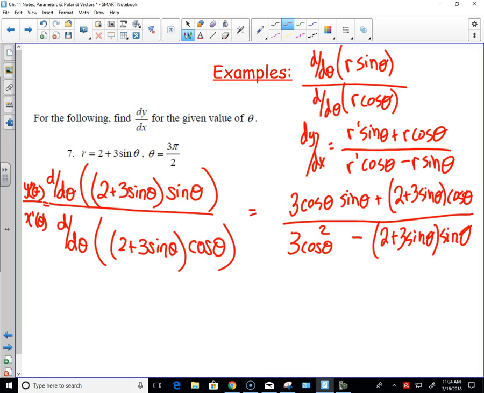So can you memorize it? Yes. Can you remember it comes from this? Yes. Can you forget that y equals r sine theta and x equals r cosine theta? You can, but you shouldn't. Can you forget the product rule? You can, but you shouldn't.